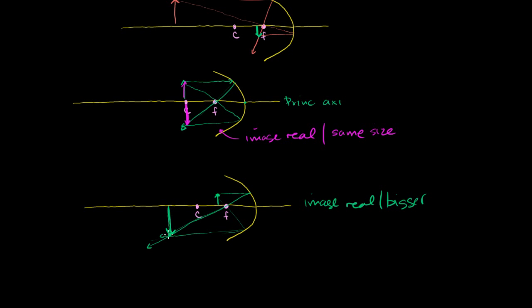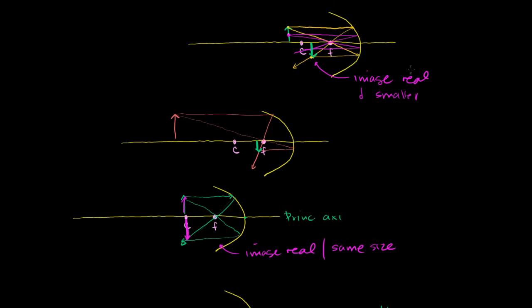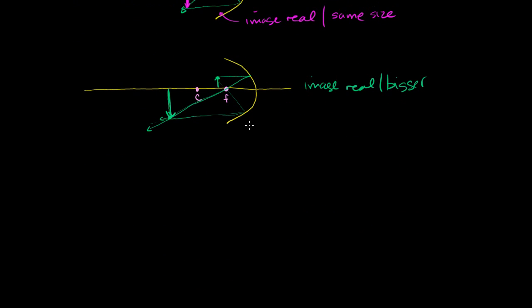And you could imagine if this was the object right here, then this would be the image over here if you just traced the lines backwards. So there's kind of a symmetry here between this example and the first one we did up here. Now let's just do a couple more. Let's imagine if the object is actually at the focal point.